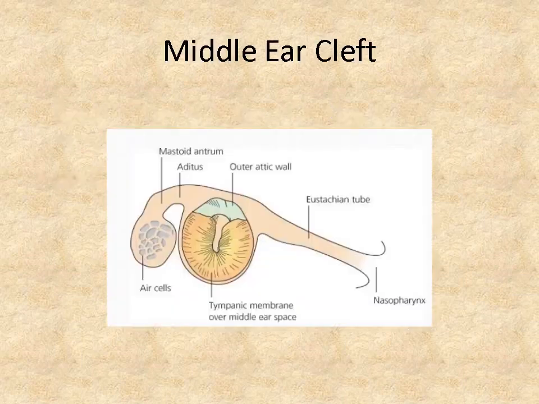So we finished the outer ear and we start with the middle ear. The middle ear cleft is formed, as we said, of 3 parts. The middle ear cavity is connected anteriorly through the eustachian tube to the nasopharynx, and posteriorly through the aditus ad antrum to the mastoid air cells. So what are the 3 components of the middle ear cleft? The middle ear cavity, eustachian tube, and the mastoid air cells.